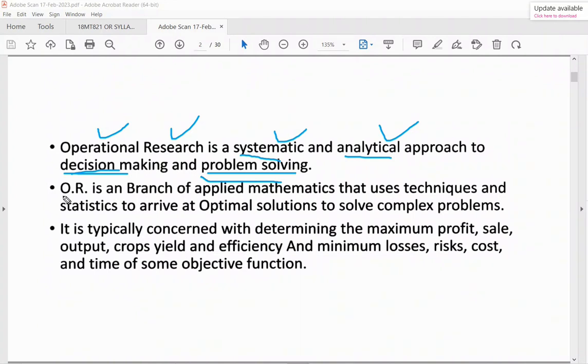This is also one of the ways. Then operation research is a branch of mathematics, because many of us use many mathematical models to resolve complex problems.